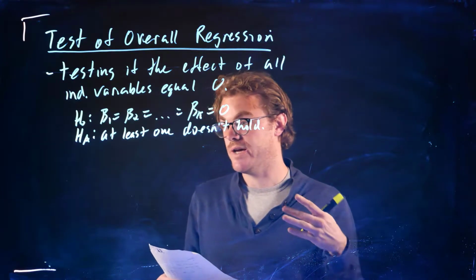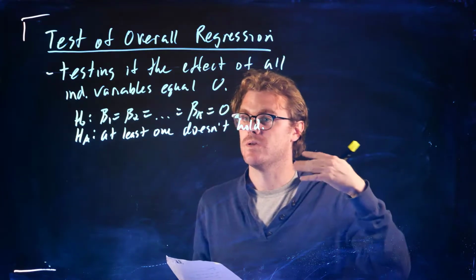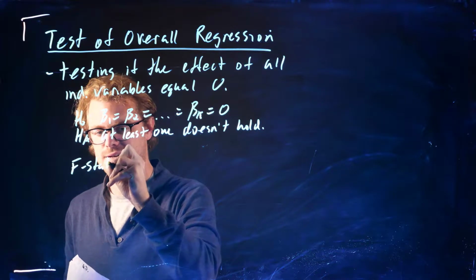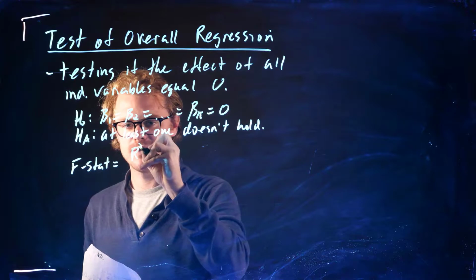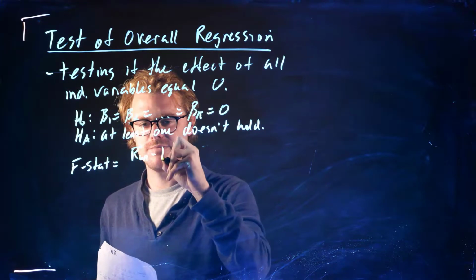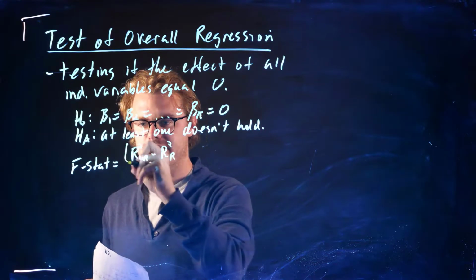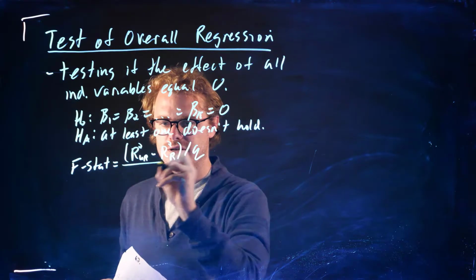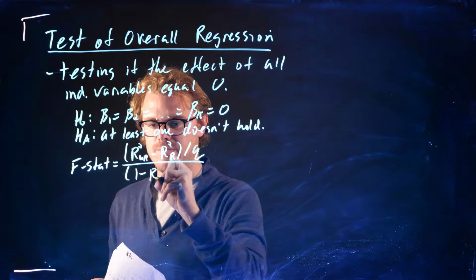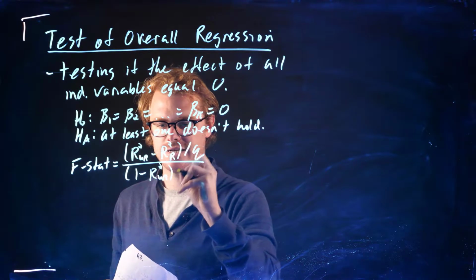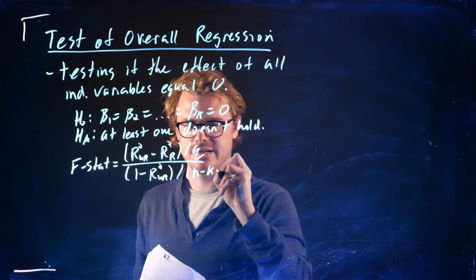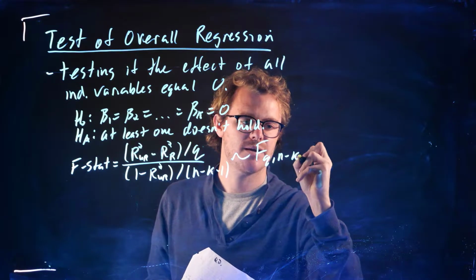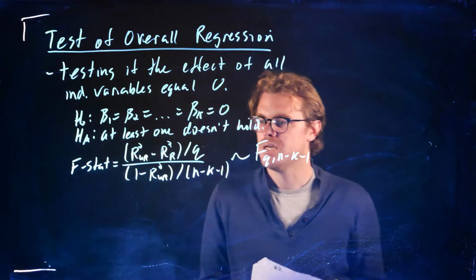So just using the R squared formula, our F stat, remember, is the R squared unrestricted minus R squared restricted, if we're using the R squared version of this test, over Q, divided by 1 minus R squared unrestricted divided by that second degrees of freedom. Remember, this has an F distribution with Q and N minus K minus 1 degrees of freedom.